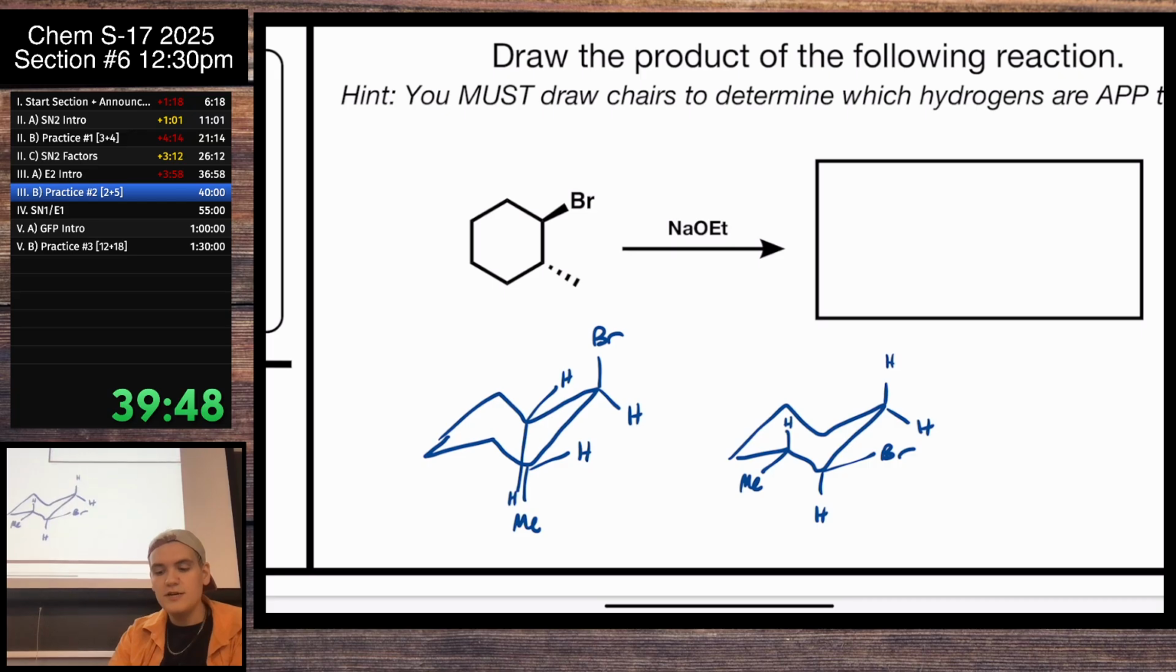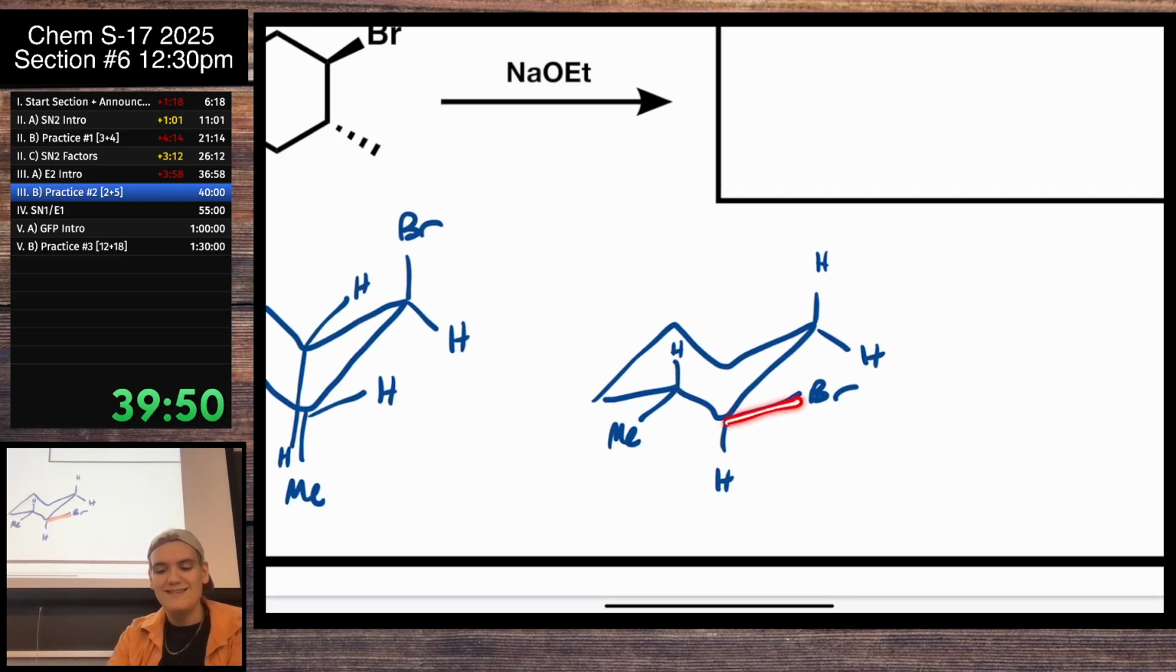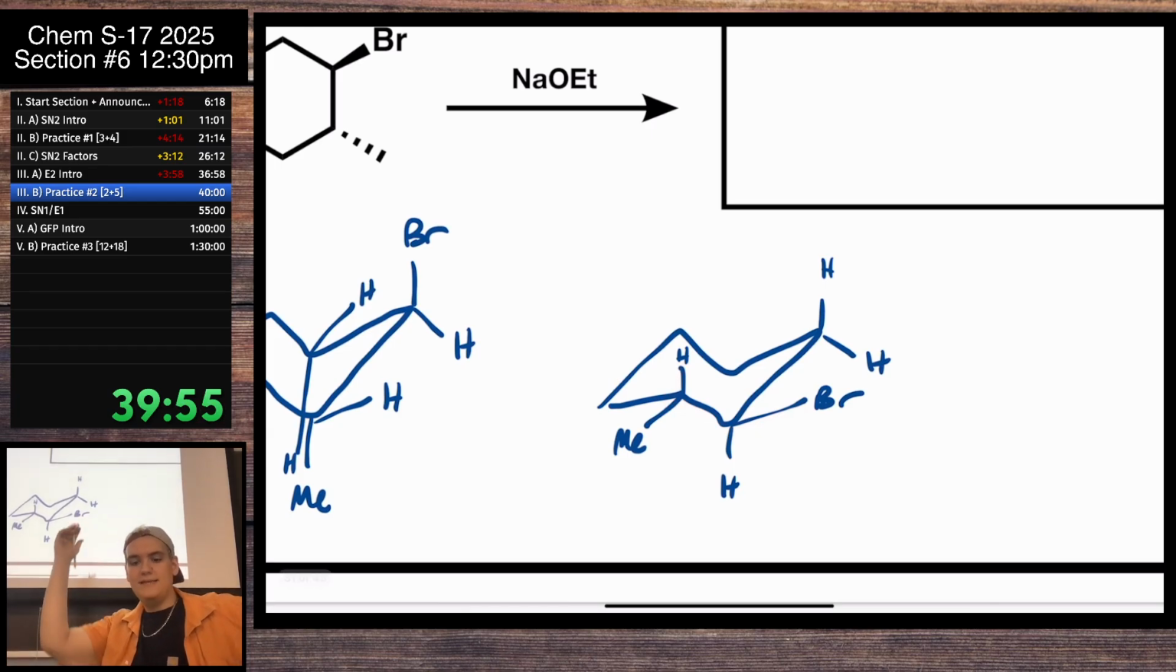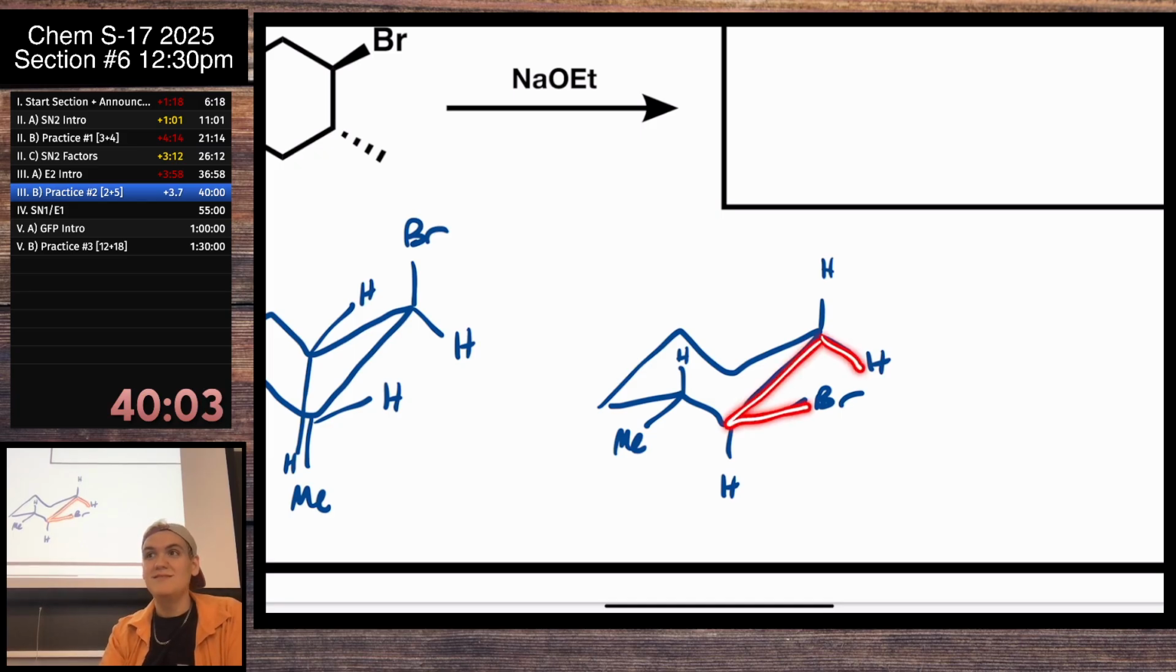So look at this version where the bromine is equatorial. Does that look like it's going to be anti-periplanar? No, we need it like up and down. Does this look anti-periplanar? No. Does this look anti-periplanar? No, like it's a little up and down, but it's not anti.